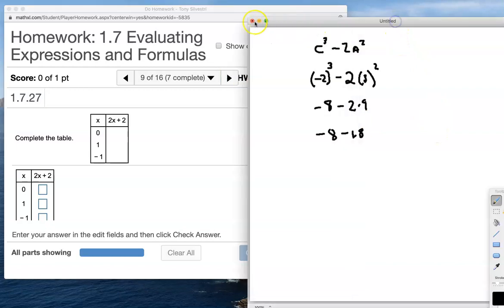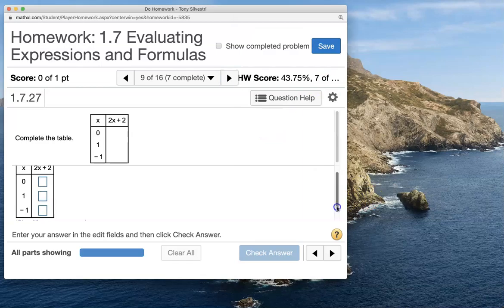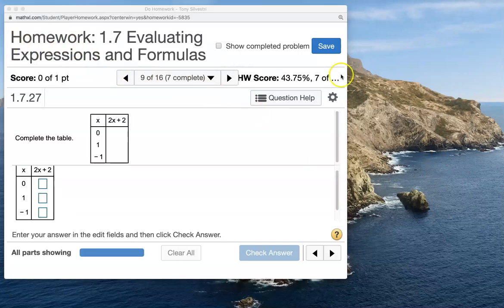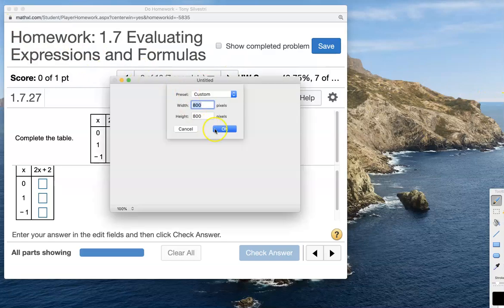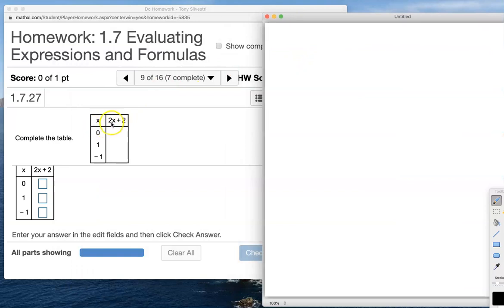Okay, so this one here is really 3 problems in one, and I really hate that when they do this. So let's take a look. What I'm going to do is copy the template on my paper, 2x plus 2. And they want us to evaluate this expression for x is 0, x is 1, and x is negative 1. That's all they want you to do.